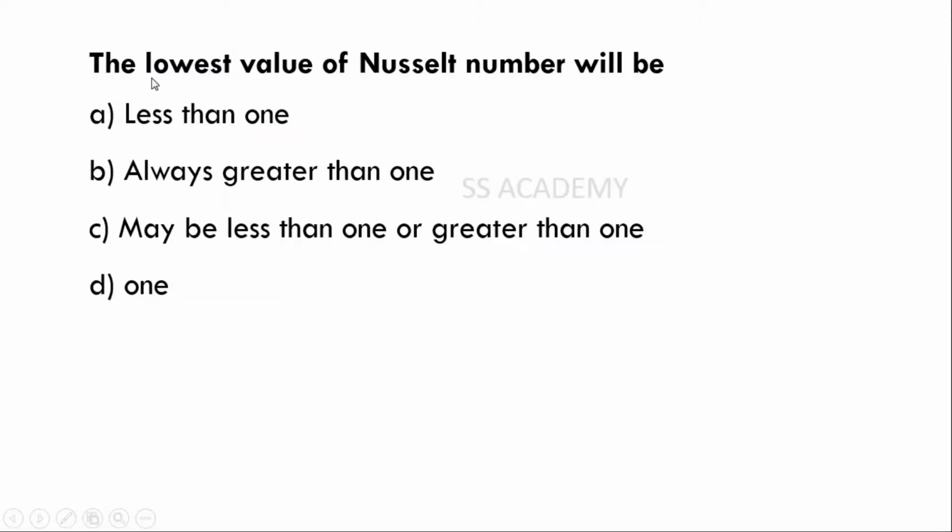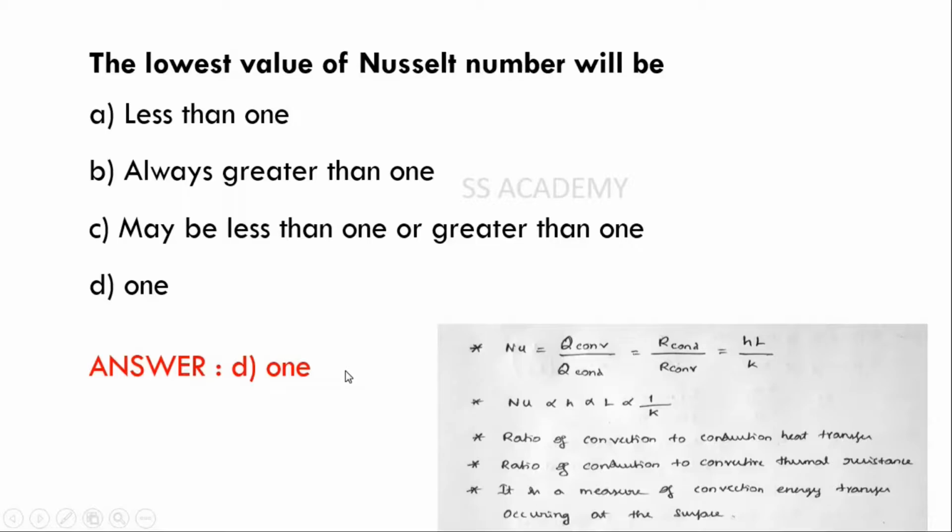The first question is, the lowest value of Nusselt number will be: option A, less than 1; option B, always greater than 1; option C, maybe less than 1 or greater than 1; option D, 1. The correct answer is option D, 1. The lowest value of Nusselt number will be 1.